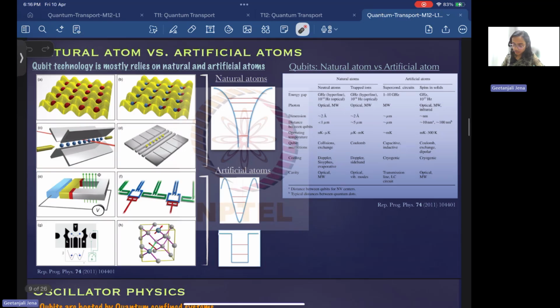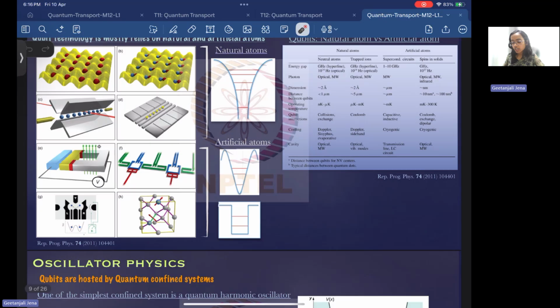In the next case, we can consider the artificial atom. Let's say it can be a superconducting circuit, or it can be a gated quantum dot. So these are the superconducting circuit artificial atoms, and these are the gated quantum dots that we can use for our qubit technology. So for the superconducting qubit, if you recall, we have this parabolic confinement, but for the gated quantum dot based qubit technology, which is these two examples here.